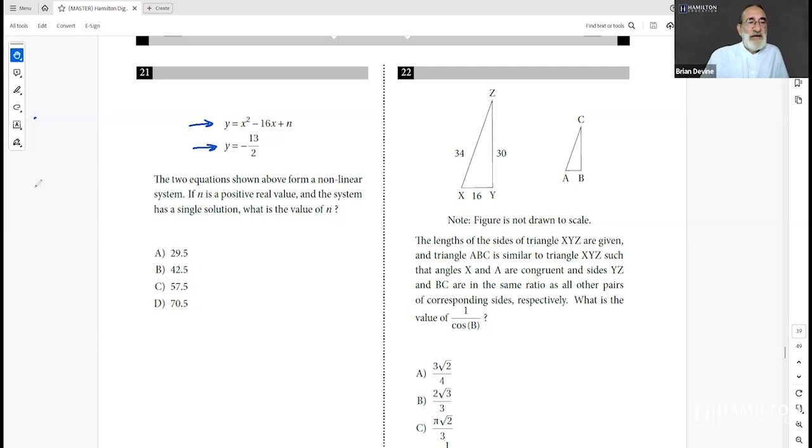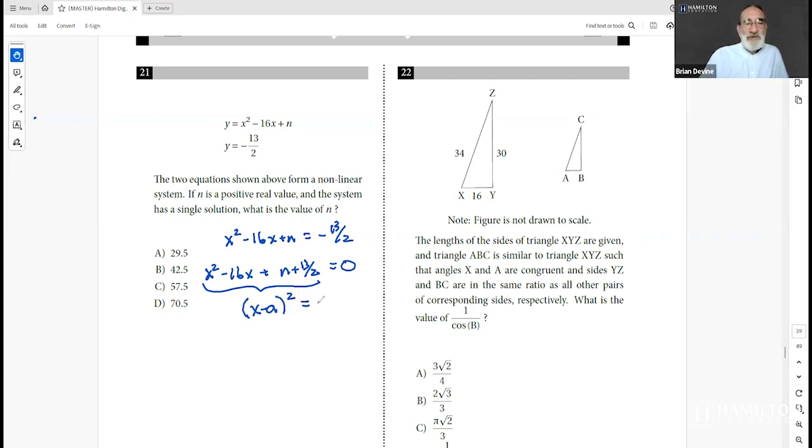But algebraically, it would be just as easy to do with this, where I'm going to say that x squared minus 16x plus n has to equal -13/2, which means that x squared minus 16x plus n plus 13/2 has to equal 0. Now, to be a single solution, this thing must be a perfect square binomial. It must be of the form (x minus a) squared equals 0.